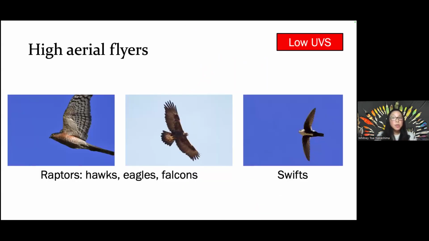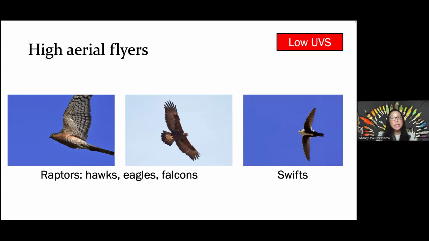And so in terms of a low UVS visual system, we found this to be the case in birds that are known to be high aerial flyers. So this included birds like raptors, like hawks, eagles, and falcons, and then also swifts. And as I talked about before, with UV vision there is a risk of photo damage from UV hitting the retina. And so it's been hypothesized that these high aerial predators are at an increased risk of photo damage.